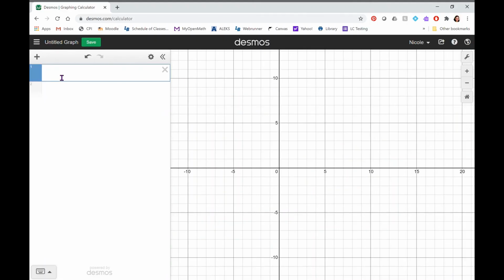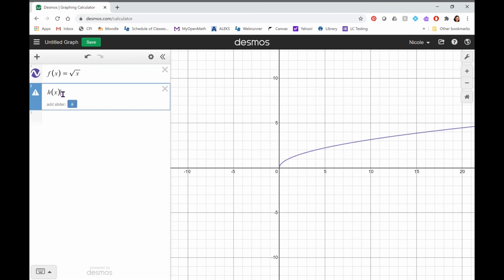All right, here we are in Desmos. Let's graph our reflections. F of x equals square root x. And h of x equals minus on the outside of the function, square root x. There we go, and you can see here's my original function in purple, and my reflected across the x-axis. So if I folded it on the x-axis, my reflected function across the x-axis is down here in black.